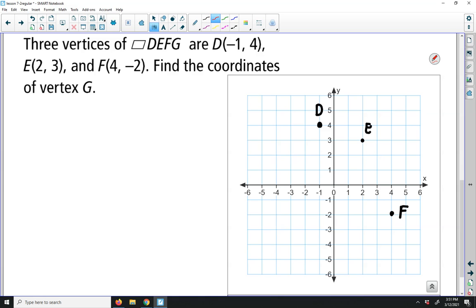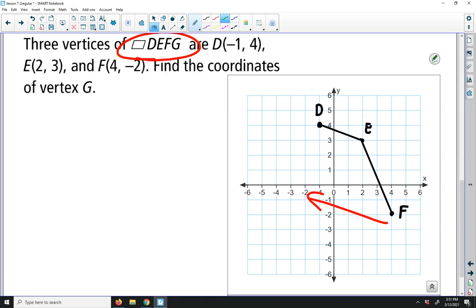So once again, I'm going to look at the order in which they present that information to me. So I'm going to go ahead and connect it in the order they're saying. So D has to go to E, so I'm going to connect those. E has to go to F, so I'm going to go ahead and make a connection there. Now from there, we know that F has to go to some coordinate G. We just don't know where G is. So it has to be this direction from F to make it a parallelogram.